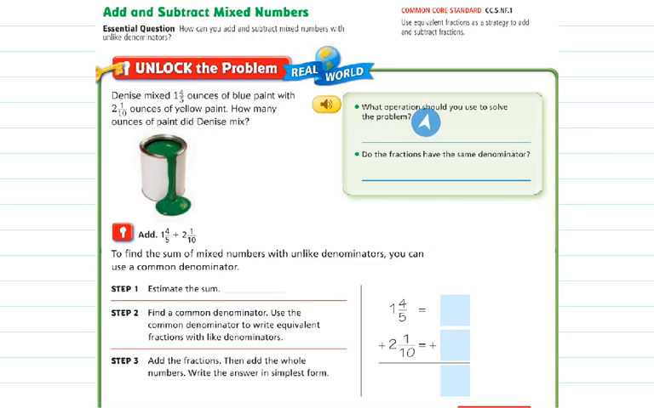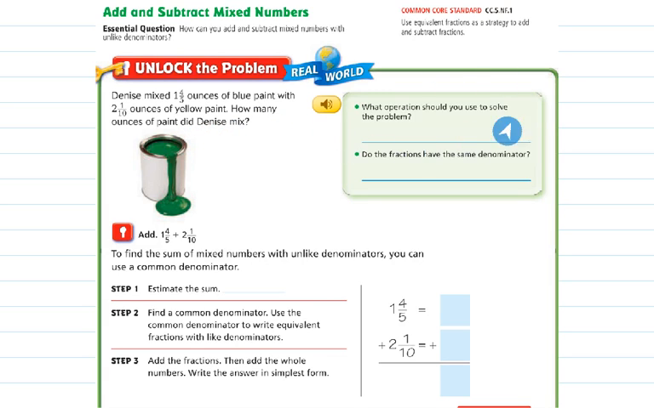First it says, what operation should you use to solve the problem? And second it says, do the fractions have the same denominator? So we're going to answer these questions before we start solving our problem. So let's start reading. Denise mixed 1 4/5 ounces of blue paint with 2 1/10 ounces of yellow paint. How many ounces of paint did Denise mix?